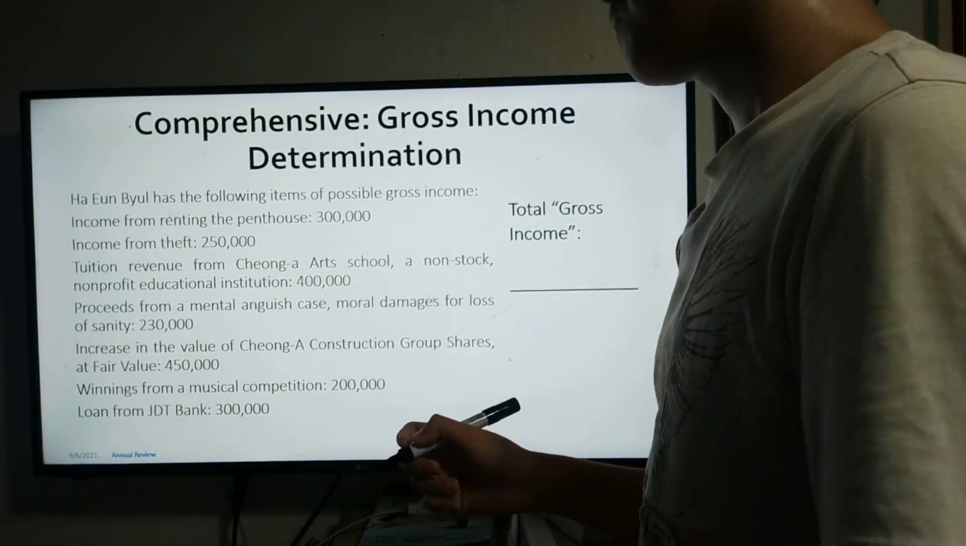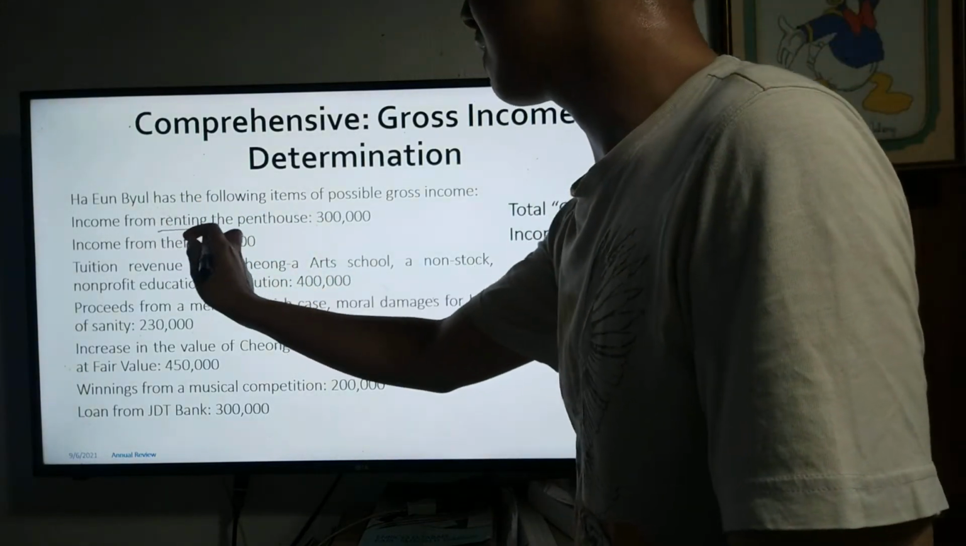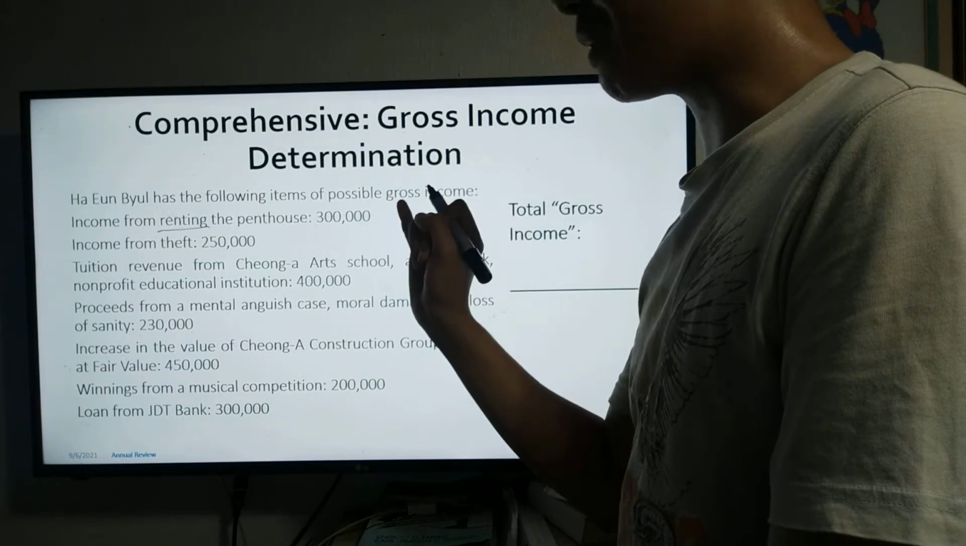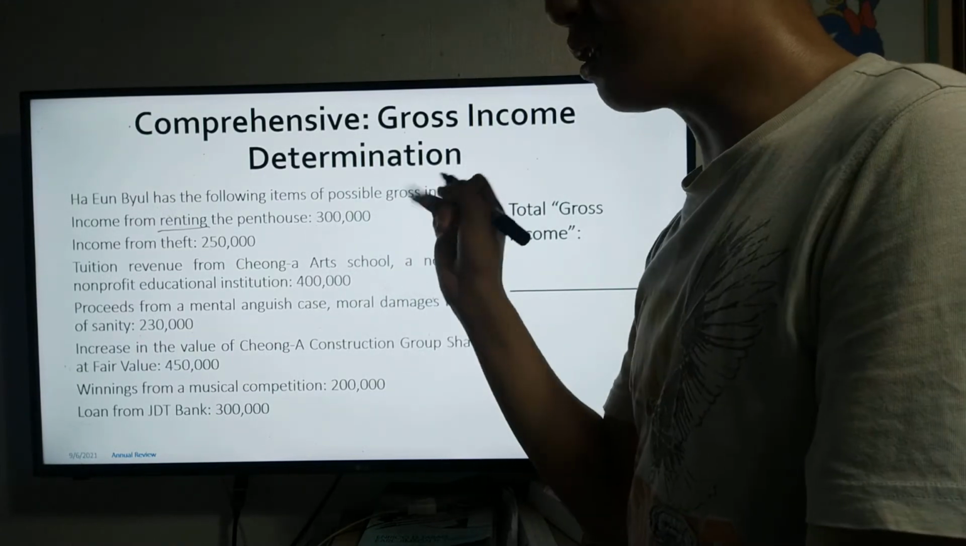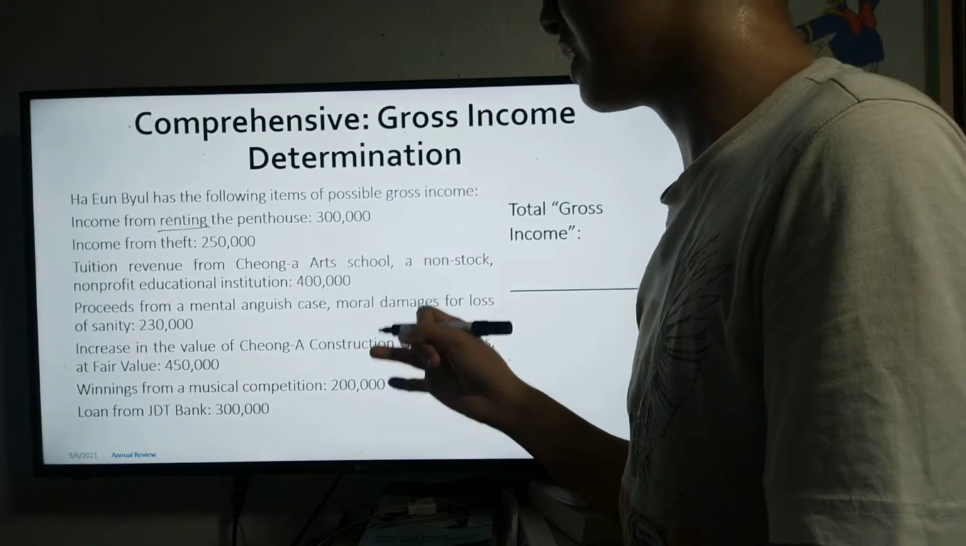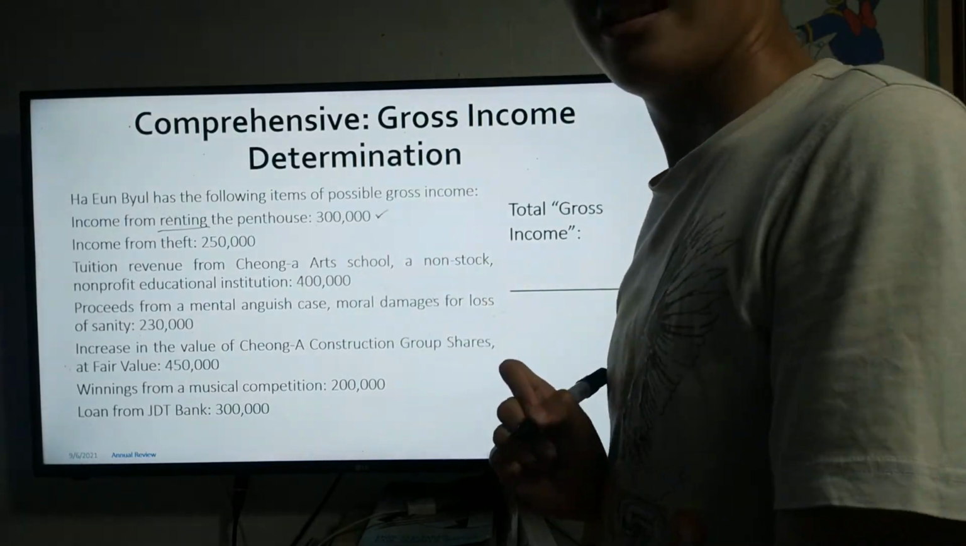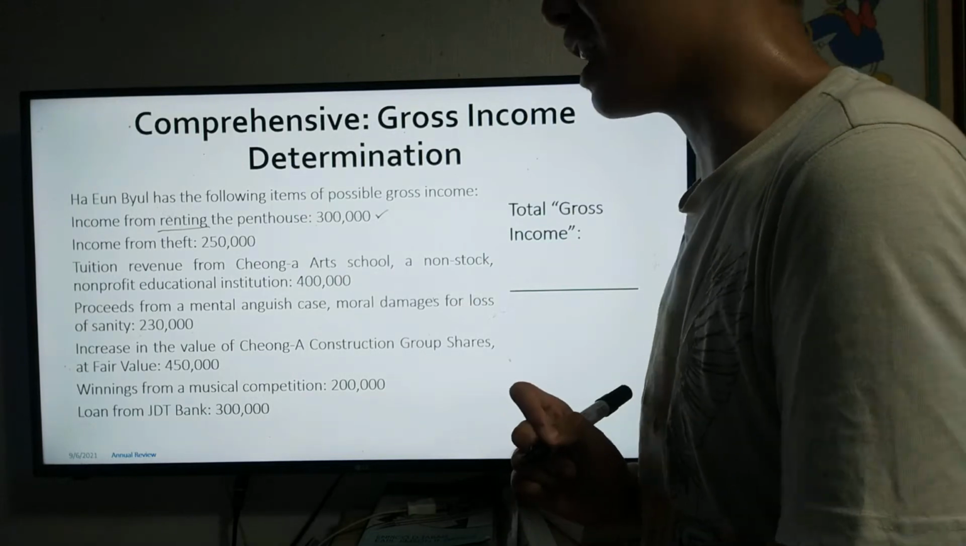This is rent income. Basically, it constitutes a return on capital. It also is a realized benefit. And lastly, it's not exempted by law. So we add that. We include that.